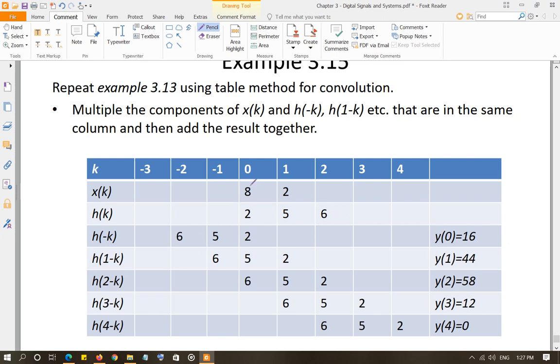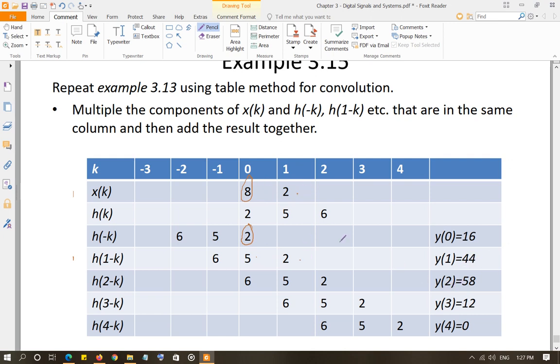Then you multiply the corresponding components whichever are aligned. So 8 is aligned with 2. So your y of 0 is going to be 8 times 2, 16. None of the other components are aligned. And then you shift h of negative k towards the right in the table. So you shift it once, 6, 5, 2. Again, whichever components are aligned between h of 1 minus k and x of k, you multiply them and add them. So 5 times 8 and 2 times 2.